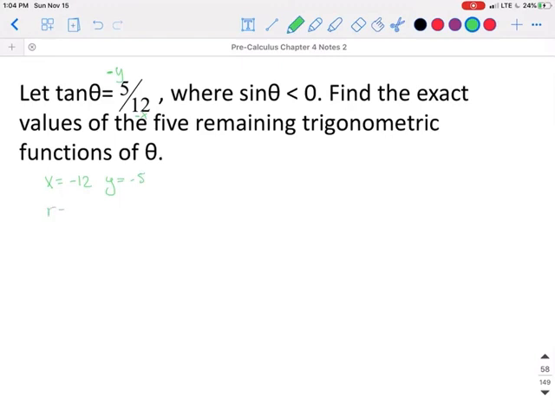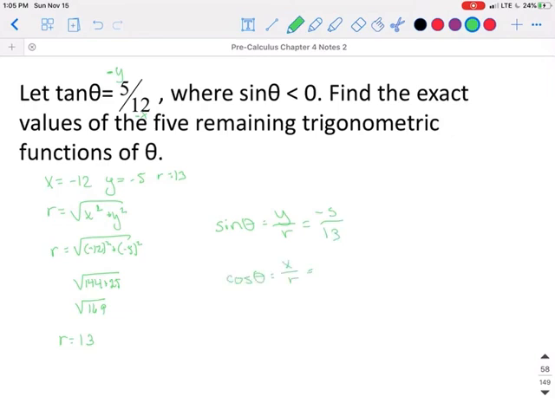We need to find the value of r. Remember, r is equal to the square root of x squared plus y squared, or negative 12 squared plus negative 5 squared. 144 plus 25 is going to give us radical 169, or r is equal to 13. So if we find our 6 trig functions, remember sine of theta is y over r, or negative 5 over 13.